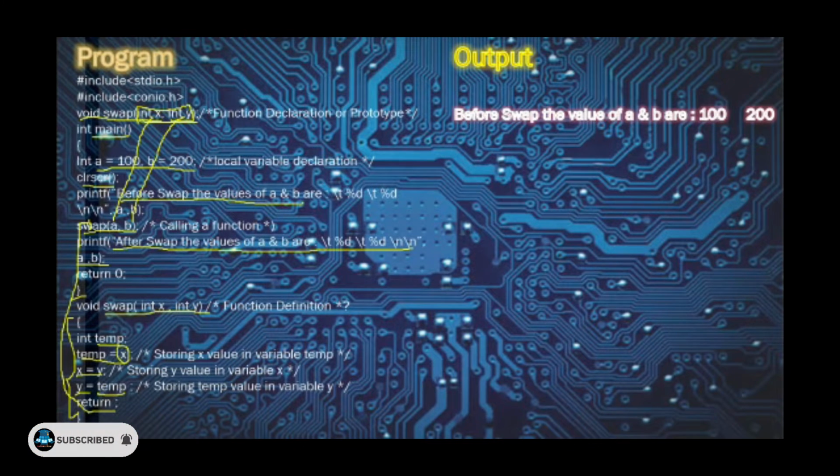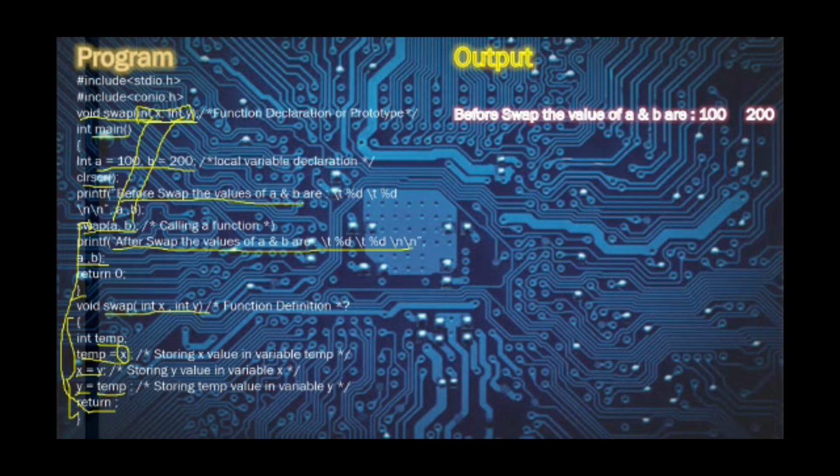So let's see the output. The very first print statement, you can see, is before swapping the values of a and b. The same statement is displayed here: before swap, the values of a and b. The a and b values, which were already initialized in the declaration section, are a is 100 and b is 200.